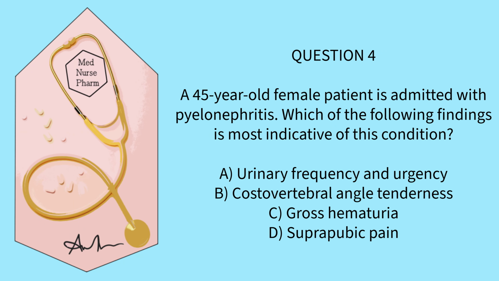Question 4. A 45-year-old female patient is admitted with pyelonephritis. Which of the following findings is most indicative of this condition? Urinary frequency and urgency, costovertebral angle tenderness, gross hematuria, suprapubic pain. Pause the video and select your answer.